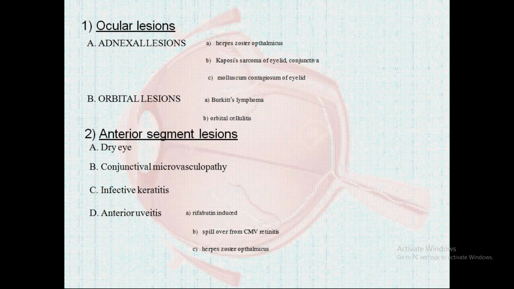So what are the ocular lesions you see? Ocular lesions, that is adnexal lesions and orbital lesions. So adnexal lesions, on the surface of the eyelids and on the surface of the eyeball, these are herpes zoster, Kaposi's sarcoma of the eyelid or conjunctiva, and molluscum contagiosum of the eyelid. These are the adnexal lesions. Now coming to orbital lesions, Burkitt's lymphoma and orbital cellulitis. So sometimes in patients with orbital cellulitis, you have to do viral markers.